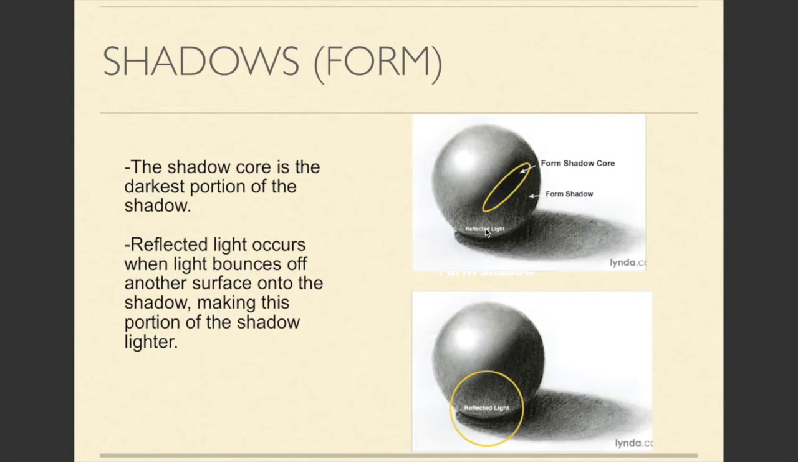An important note: the reflected light should never be lighter than anything in the light section. And this should make sense. The reflected light is indirect light. It's bouncing off one surface onto the object, whereas everything in the light section is direct light, so it's going to be lighter.